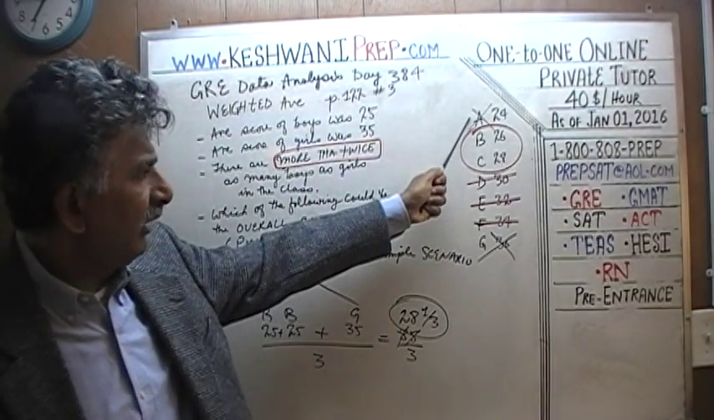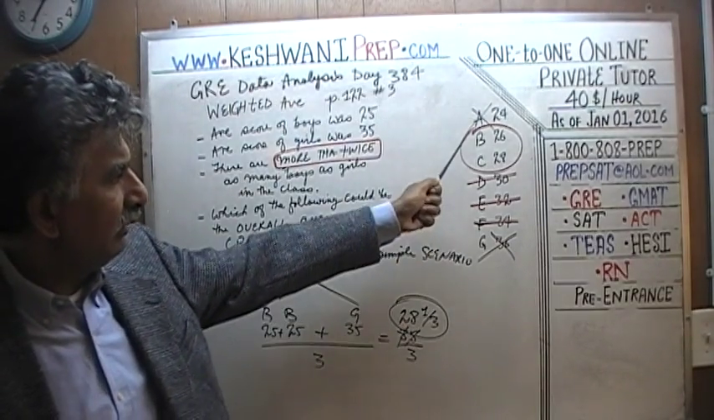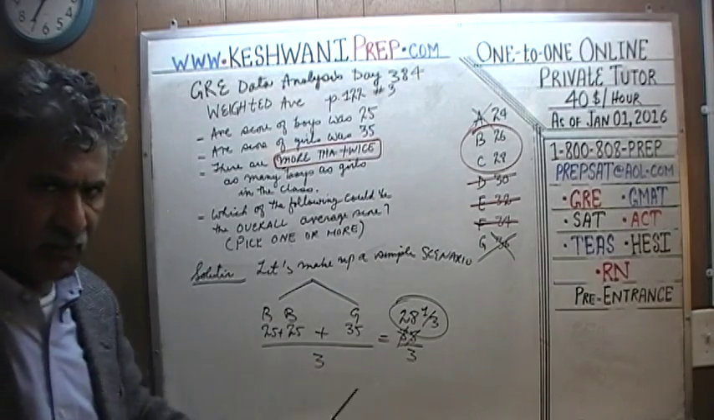It has to be above 25, so we cross out 24, and it has to be below 28 1/3, which rules out all of this, which leaves us B and C. That's it. But this was more complicated work. We don't have to do this.